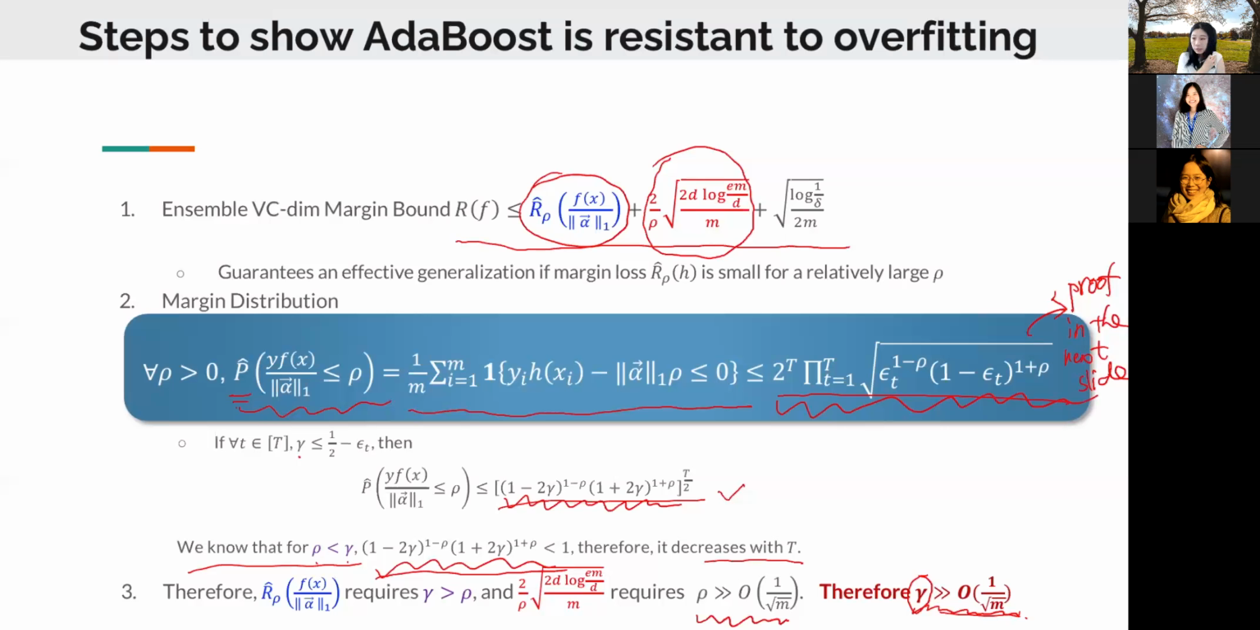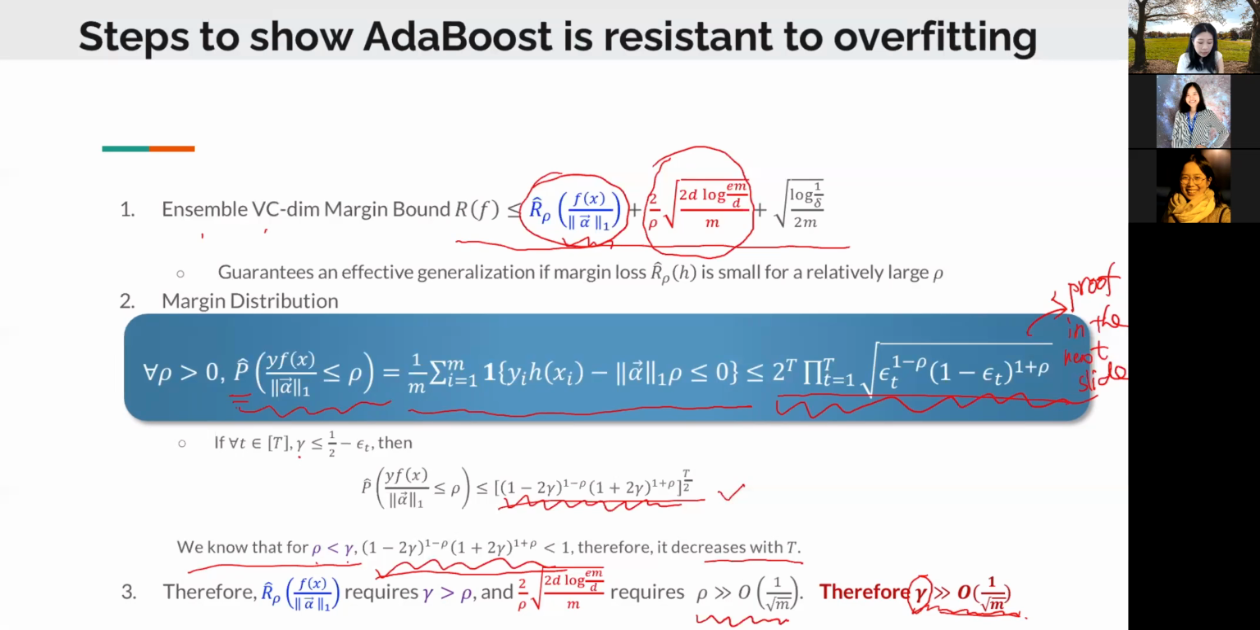It's also very important to notice that here we're using the ensemble VC dimension margin bound. We are deliberately using, in this blue term, the margin loss, f(x) divided by the L1 norm of alpha. It's very important to notice that. This guarantees that the strong classifier will be in a convex hull.